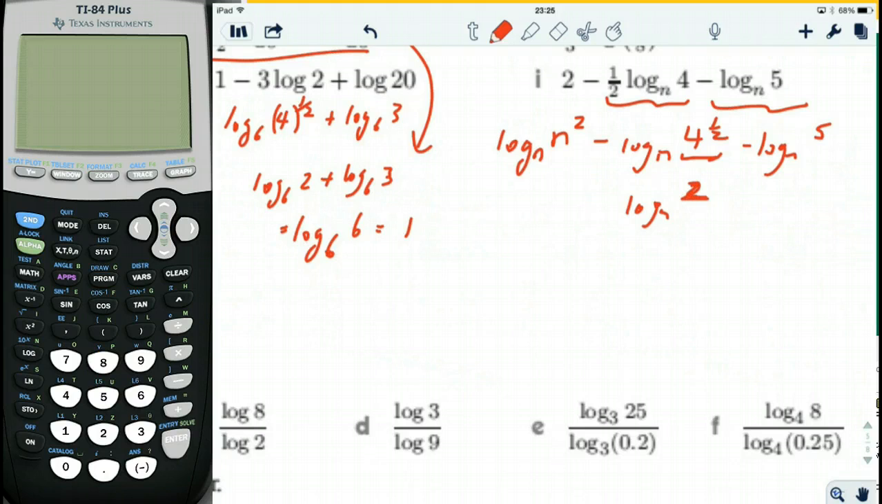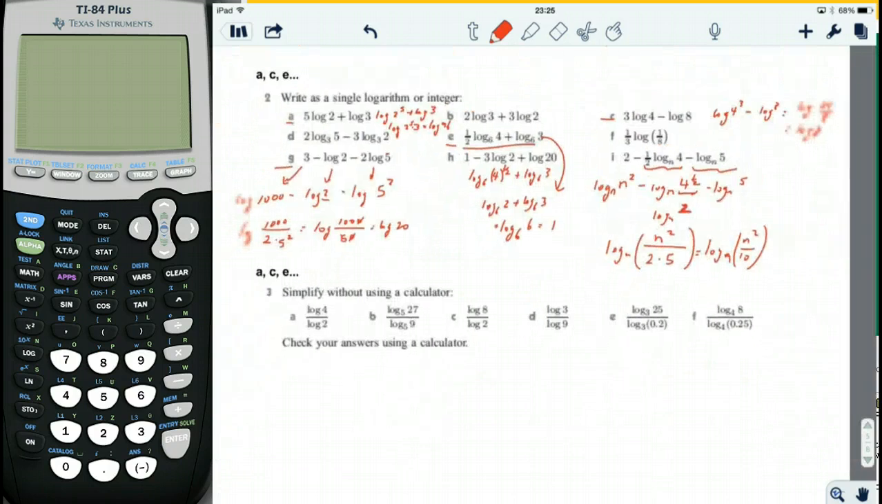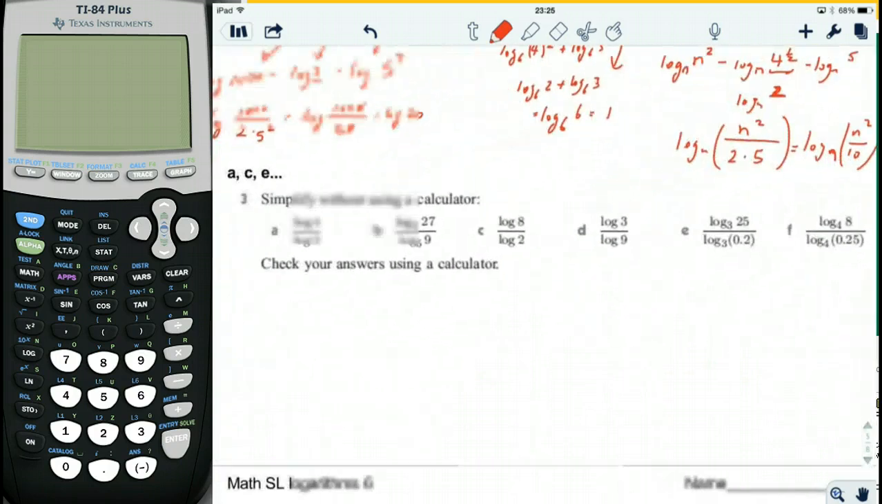And then we're going to combine all these. So we're going to have log base n of n squared divided by 2 divided by 5. So log base n of n squared over 10. Okay, I'm going to do ACE here. Simplify without using a calculator.